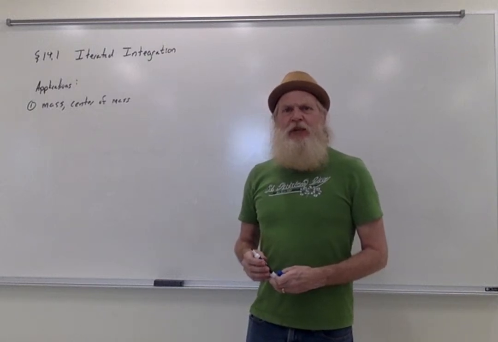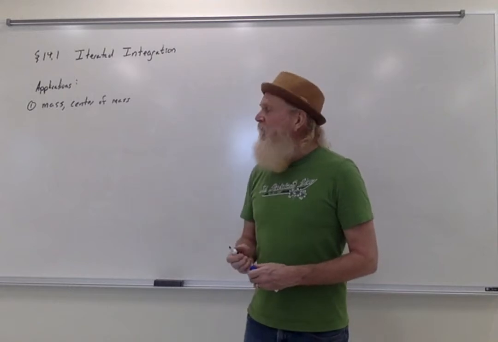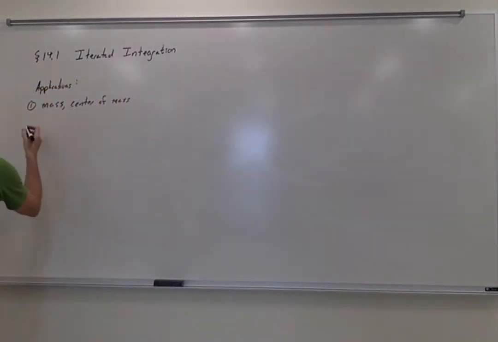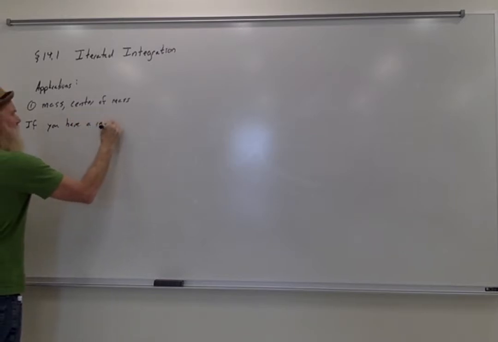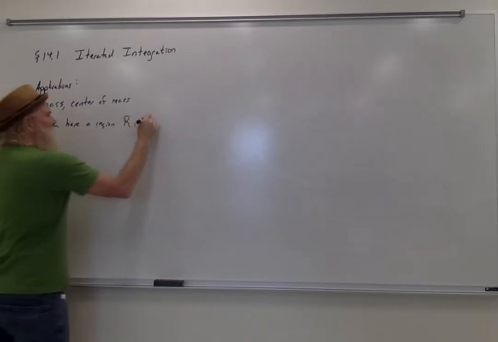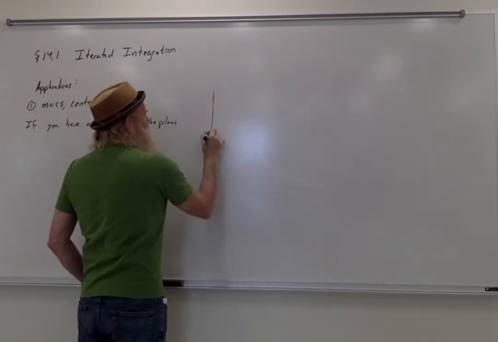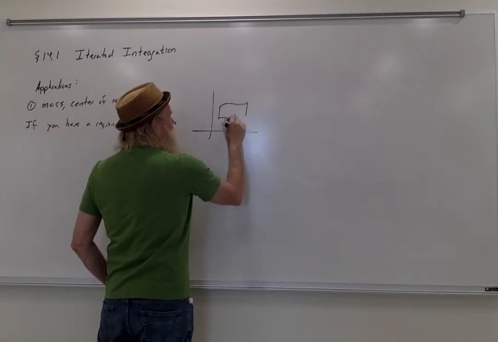Let's look at an application or two of what iterated integration can be used for. One is for calculating mass and center of mass. So let's say that we have a region R in the plane. And this can be vertically simple or horizontally simple.